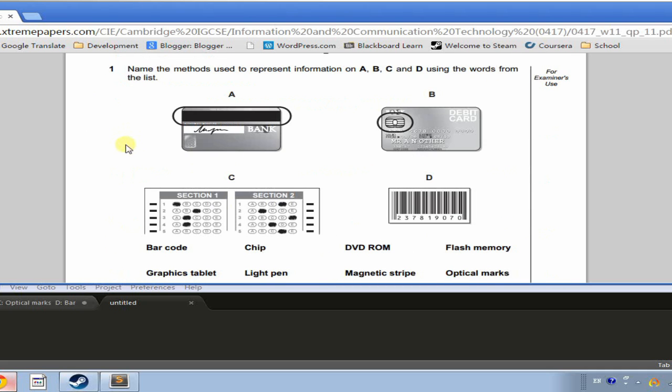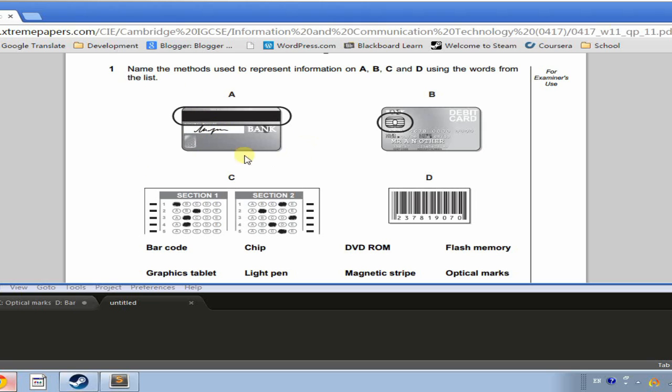So the first question we have here is number 1. Name the methods used to represent information on A, B, C, and D using words from the list. So this type of question comes up at the beginning quite a lot. It's a nice, easy question for us to start with. But the trouble is, there's a lot of memorization. There's not a huge amount that we can work out unless we already know the parts. So let's just go through this one very quickly then.